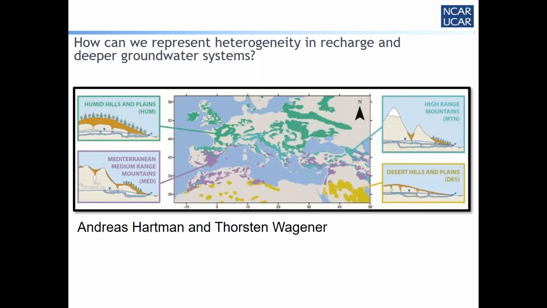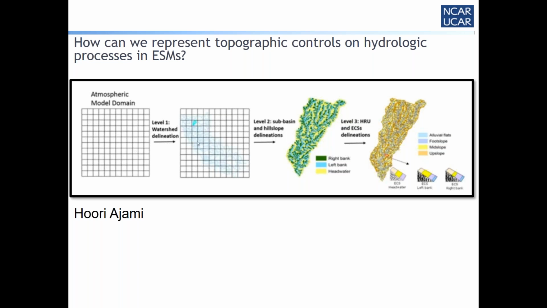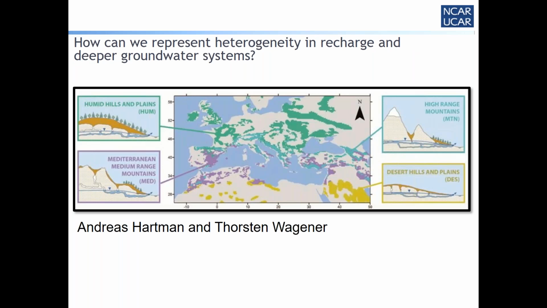The fourth approach is from Huri Ajami. Huri Ajami is also using a hierarchical organization of hill slopes. She's starting with the atmospheric model domain, delineating watersheds within that domain, disaggregating the watersheds into hydrologic response units, and then within each hydrological response unit having equivalent cross-sections, these conceptual hill slopes to describe the lateral flow of water along a hill slope. These equivalent cross-sections can be broken up into the alluvial flats, the foot slope, the mid slope, and the upslope, based on similar philosophy to Nate in many respects.